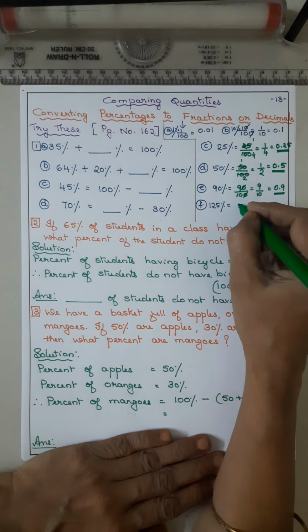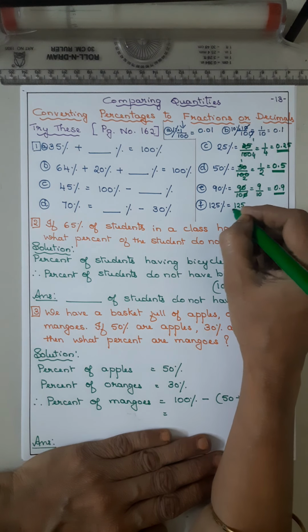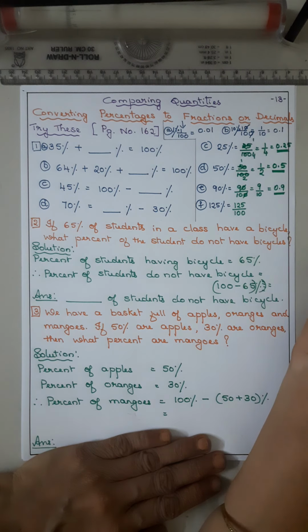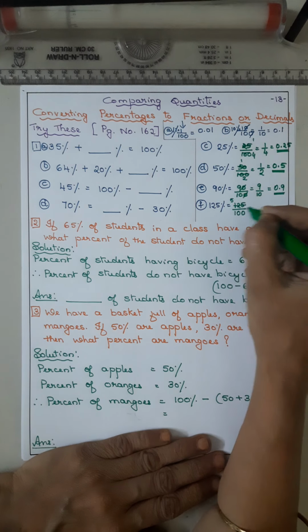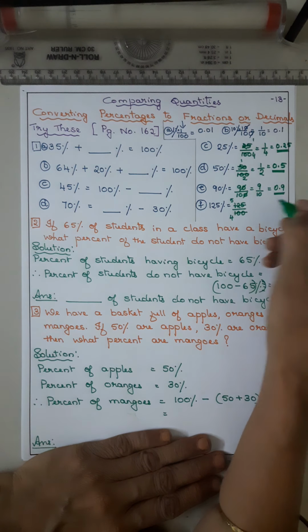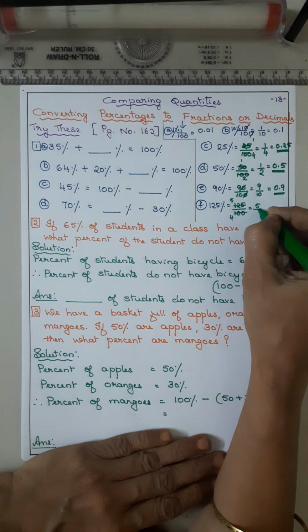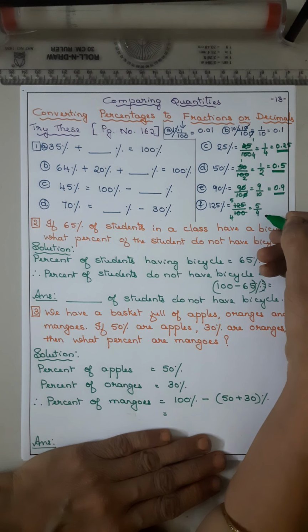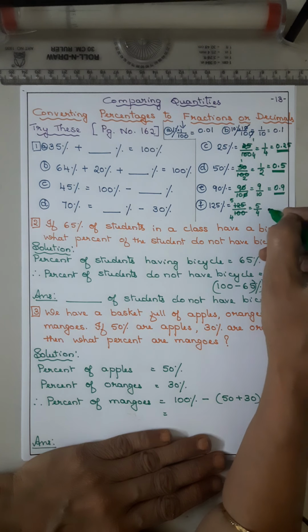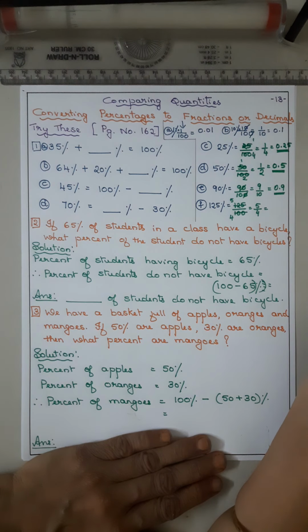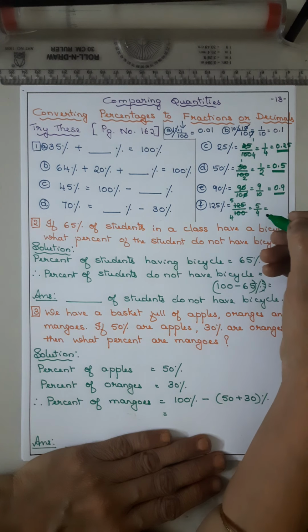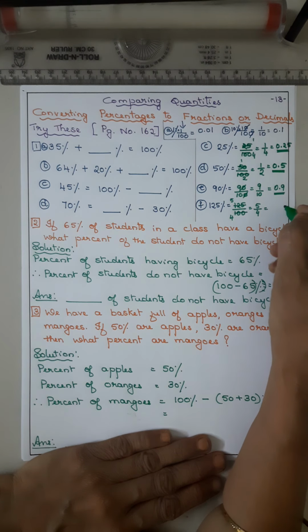Now 125%, 125 by 100. If you simplify, it will be 25 fives, 25 fours. So you will be getting 5 by 4. But here you cannot write the decimal form directly. It is not easy. So take the 100, the one before simplification. 125 by 100, so 2 decimals, so it will be 1.25.